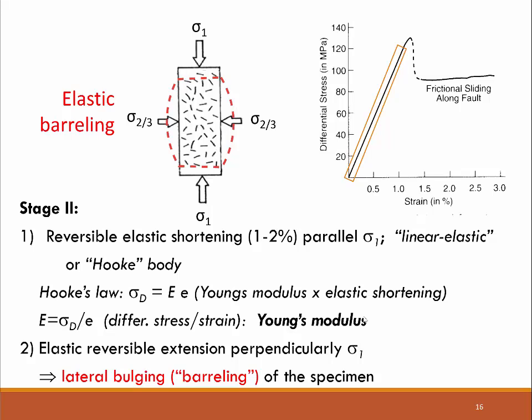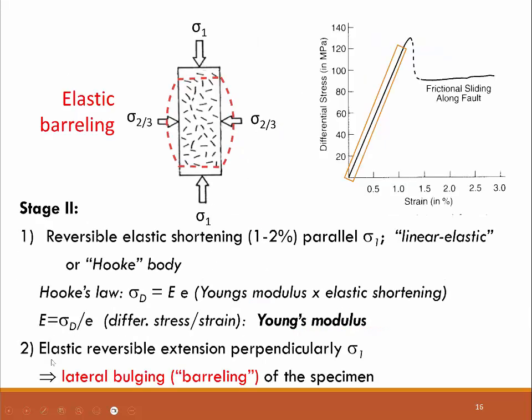Again, I would like to stress that we are still in the elastic reversible extension. The lateral bulging, this barreling of the specimen, can be undone by reducing the differential stress. So as long as we are here in the linear elastic field and we reduce the differential stress, we will reattain the stretched and unbarreled shape of the specimen down to a stage where its full initial length is re-achieved.